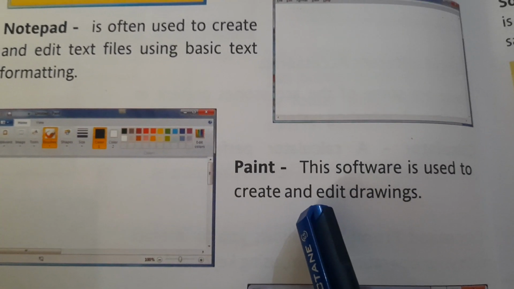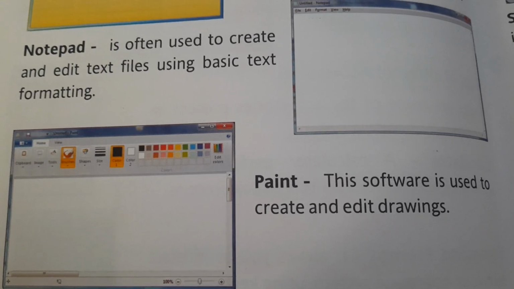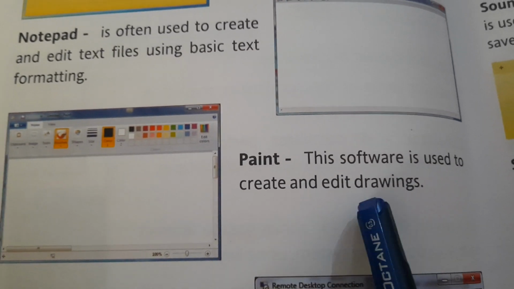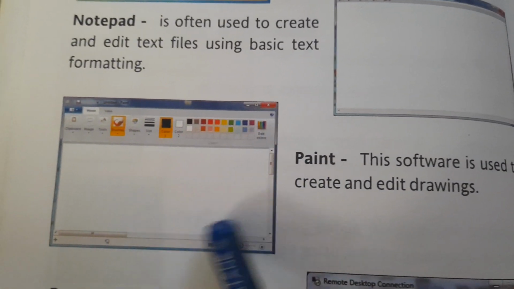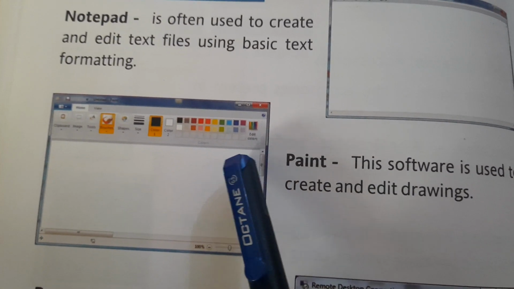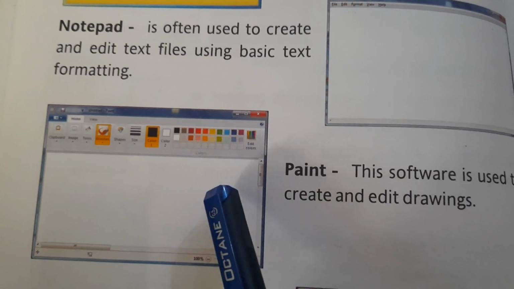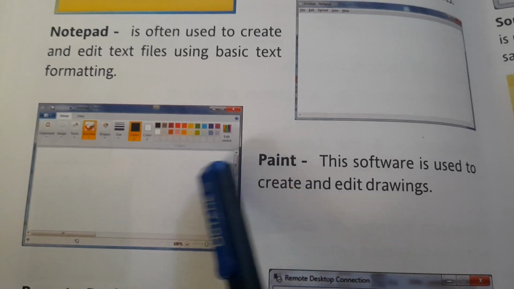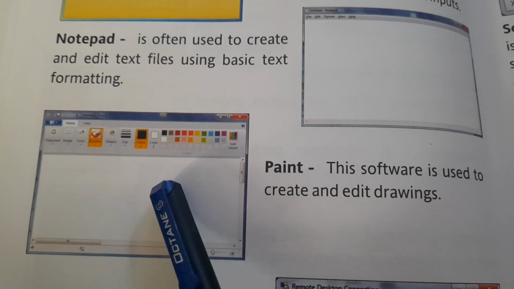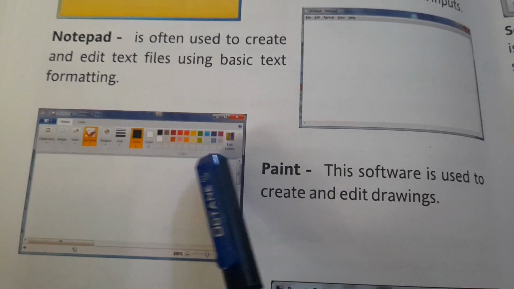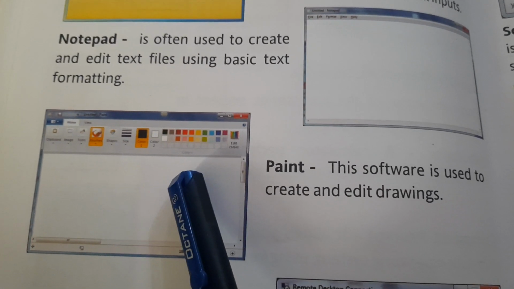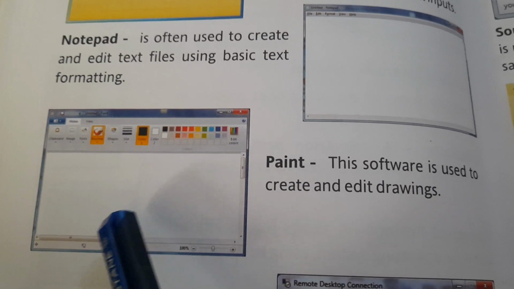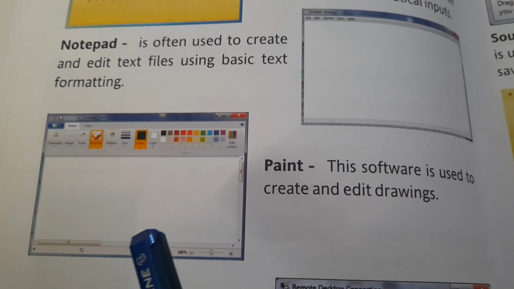Next accessory is Paint. This software is used to create and edit drawings. This accessory, you are aware of it, and I am sure you must have used it also. This is used for creating and editing drawings. So here we can draw, and also we can do many things with our drawing. We can color it, or we can change it, or we can make various uses of that.